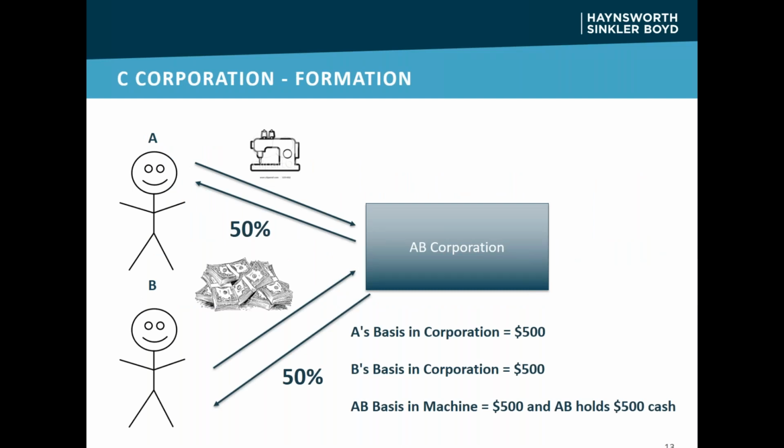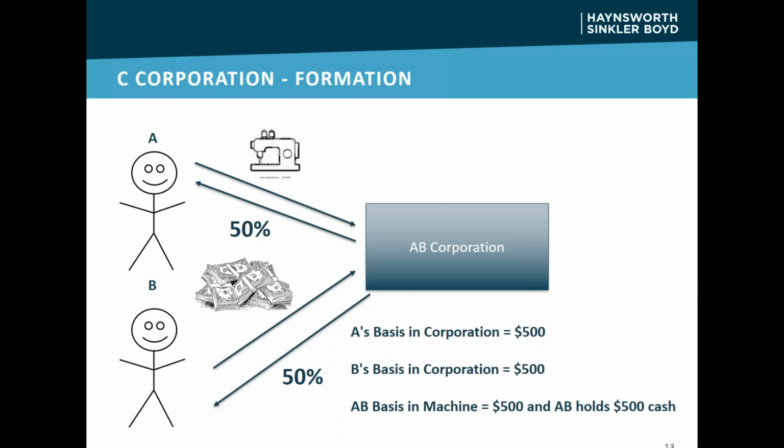So here we have A contributing to the corporation the machine again in exchange for 50% of the stock, and B is going to contribute $500 cash to the corporation in exchange for the other 50% of the stock. A and B are in control of the corporation immediately after the transfer, so A, B, and the corporation don't have to recognize gain or loss on the transfer.